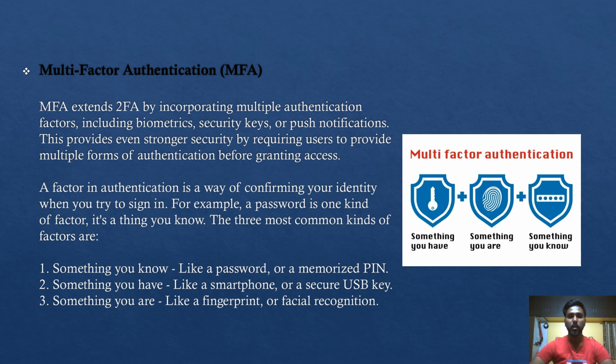A factor in authentication is a way of confirming your identity when you try to sign in. For example, a password is one kind of factor, it's a thing you know. The three most common kinds of factors are something you know, something you have, something you are. Something you know is like a password or a memorized PIN. Something you have is like a smartphone or a secure USB key. Something you are is like a fingerprint or facial recognition. These are the multi-factor authentication steps.